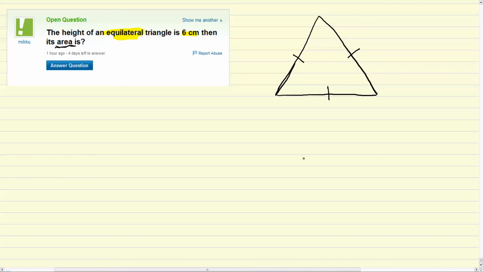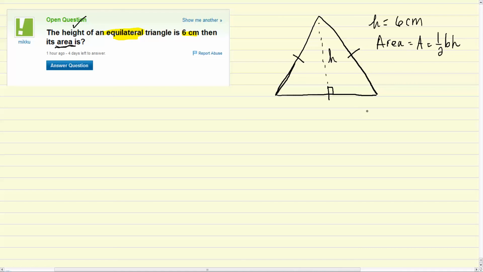And the tricky part here, if there's any part that could be tricky, is just recall that the height of a triangle is not the length of a side, it's the length of the perpendicular. So just be careful about that. We know that the height is 6 centimeters, and we're asked to find the area, which we know is 1/2 base times height.